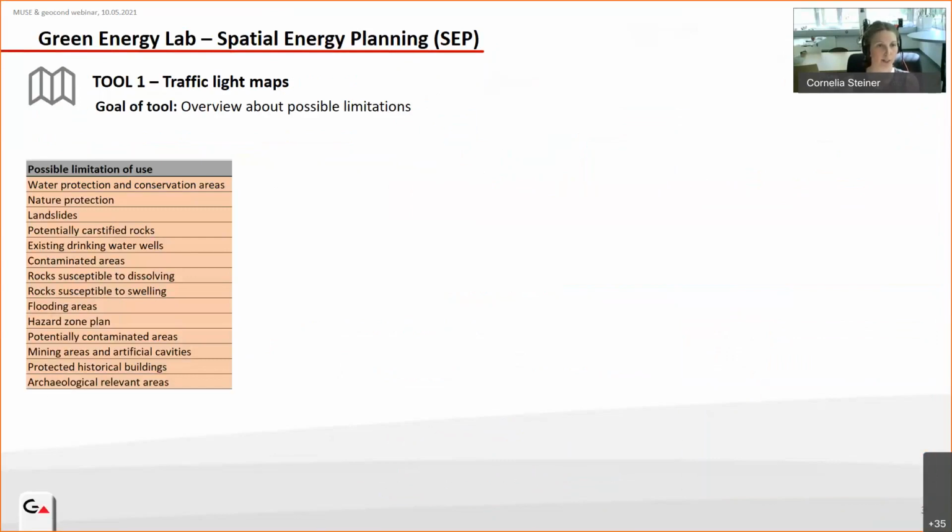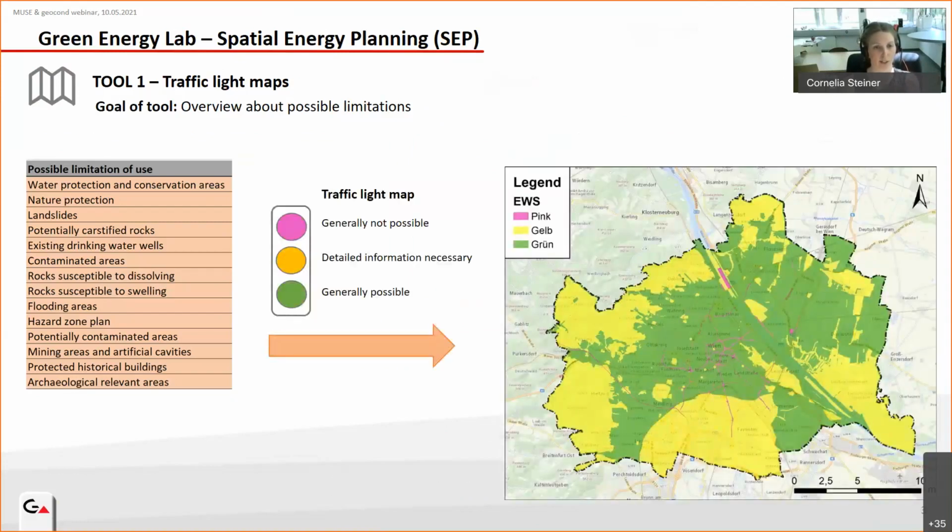So for the traffic light maps, at the first step, we identified possible limitations of use that could limit the applications, for example, water protection areas, also flooding zones, and so on. And then we categorized them in three classes. First one means generally not possible. So it will not be possible to use the certain system at this area.